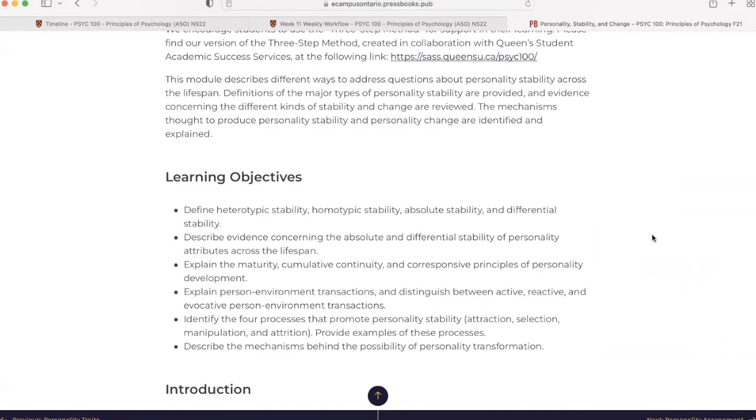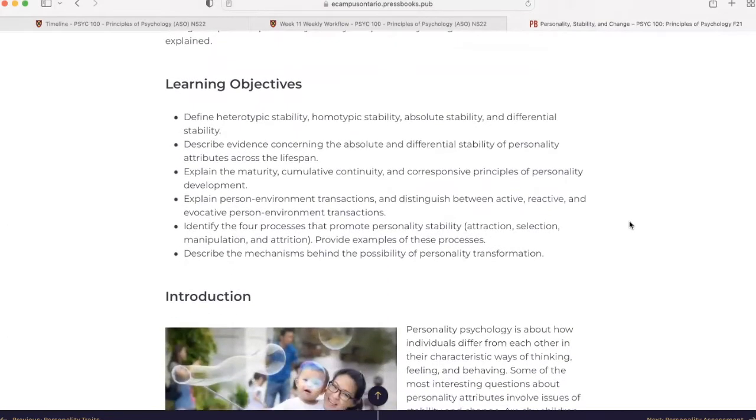The learning objectives to keep in the back of your mind are as follows. Define heterotypic stability, homotypic stability, absolute stability, and differential stability. Describe evidence concerning the absolute and differential stability of personality attributes across the lifespan. Explain the maturity, cumulative continuity, and corresponsive principles of personality development.